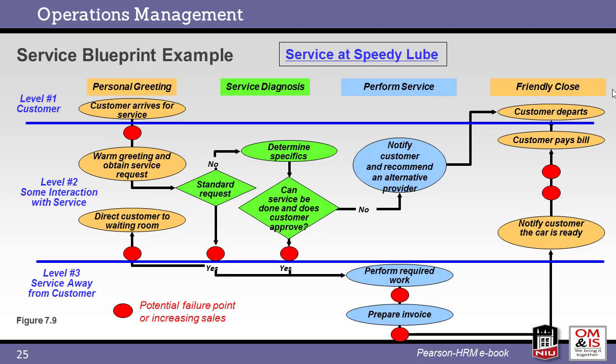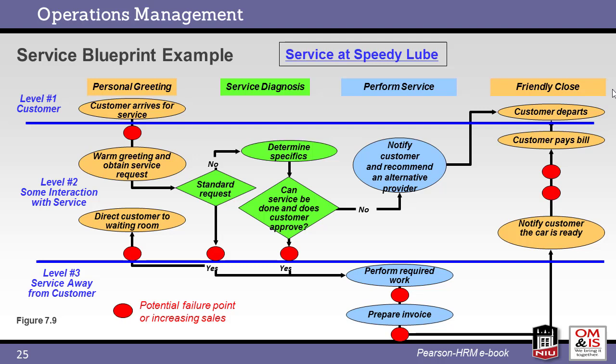Here's an example of a service blueprint for SpeedyLube. The blueprint uses standard process flow symbols. Ovals are activities while diamonds are decision points. We start at the upper left when the customer arrives for service and finish at the upper right when the customer departs. Note the 3 levels with level 1 associated with the customer.